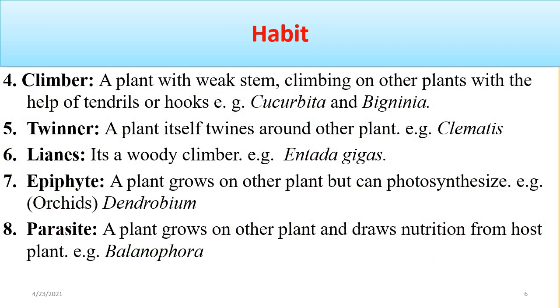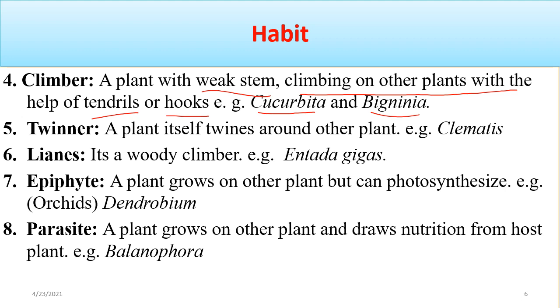Few of the other habits can be learned here. Climber, a plant with a relatively weak stem, and it is climbing on other plants with the help of tendrils or hooks. Tendrils are like coiled modified stipules, and hooks are also hook-like modified stipules, and with the help of hooks and tendrils they are taking support of an adjacent plant or any supporting material, and it is growing. Cucurbits you might have seen where tendrils are there, with the help of which it is climbing. Similarly, bignonia is also an example, and that is a hook climber.